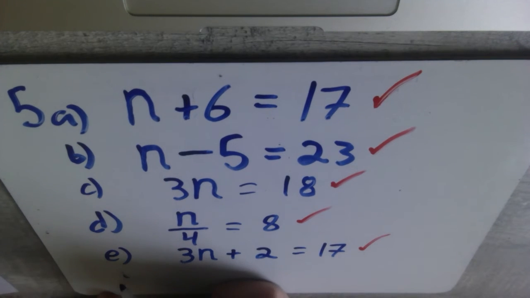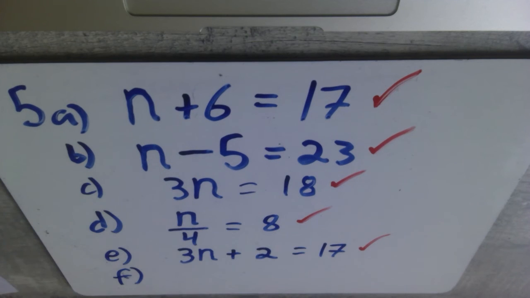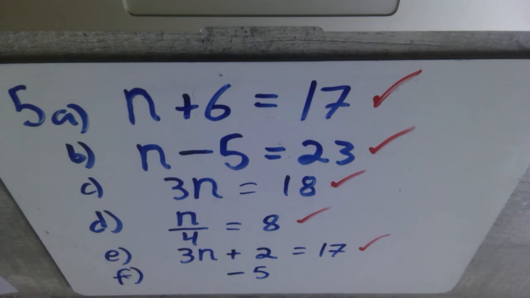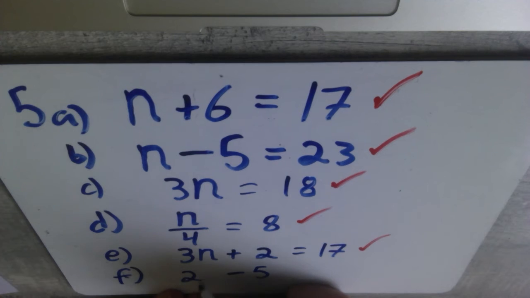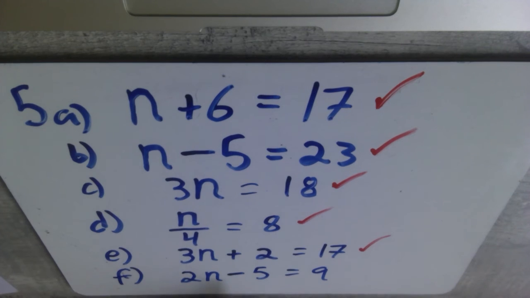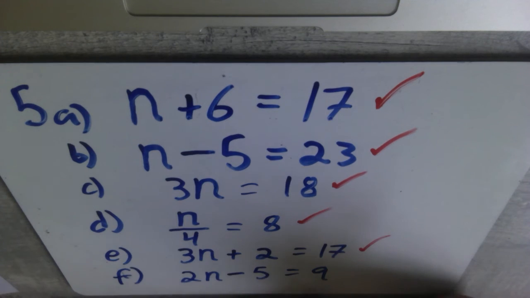And the last one here is F. We have 5 less, so minus 5. 5 less than twice a number. Twice a number is 2 times a number. Gives us 9. So reading through this, 5 less than twice a number, so 2 times a number, is 9.